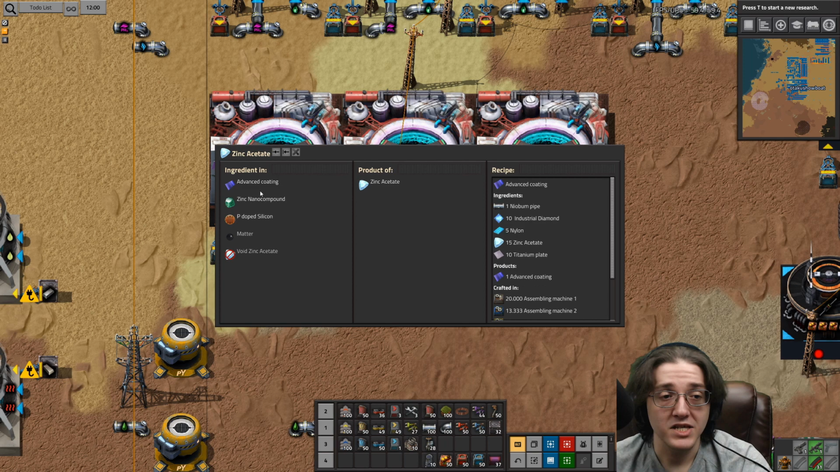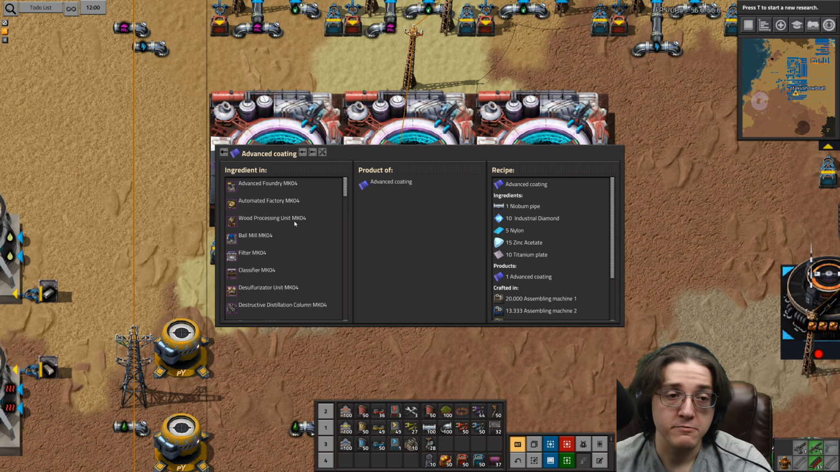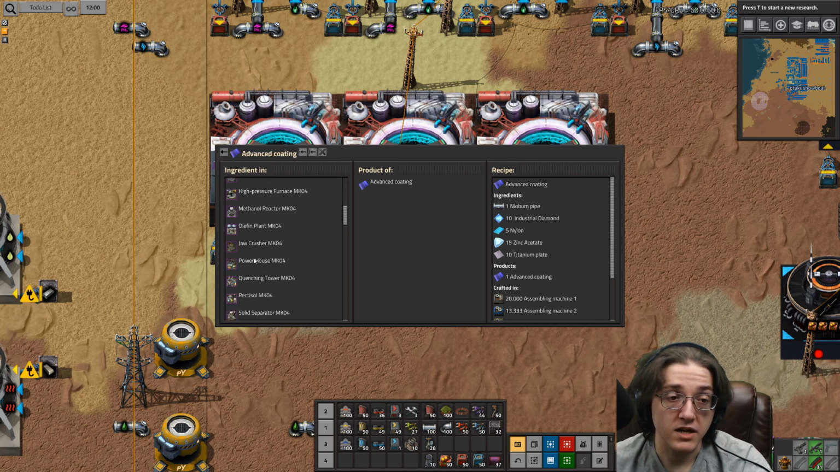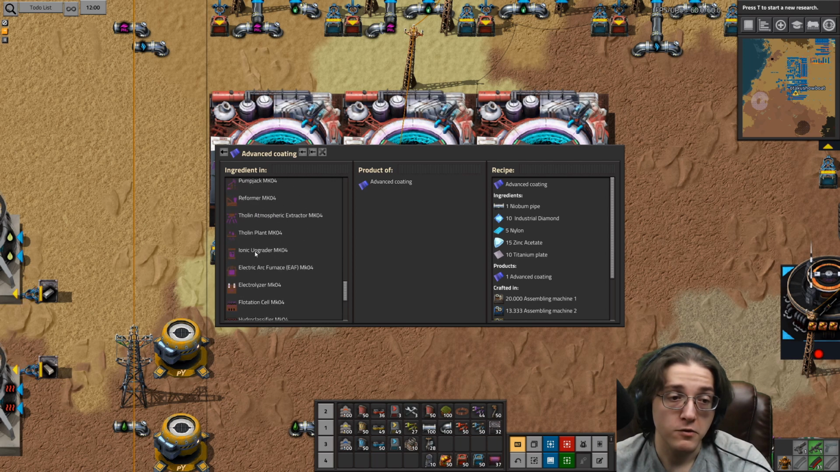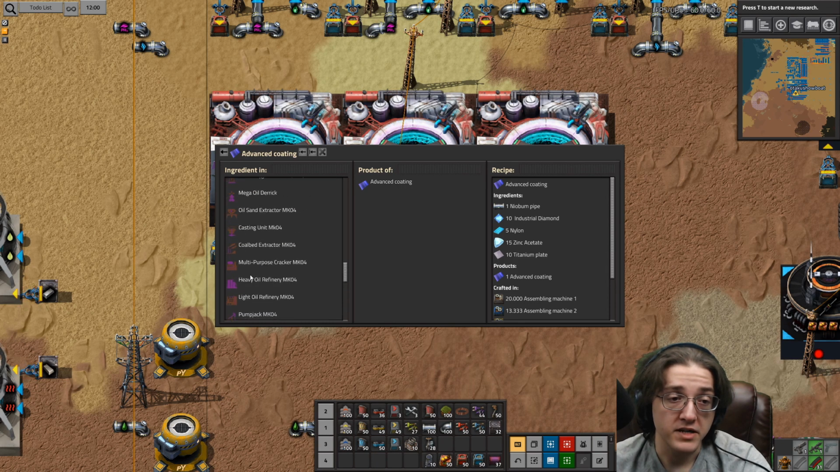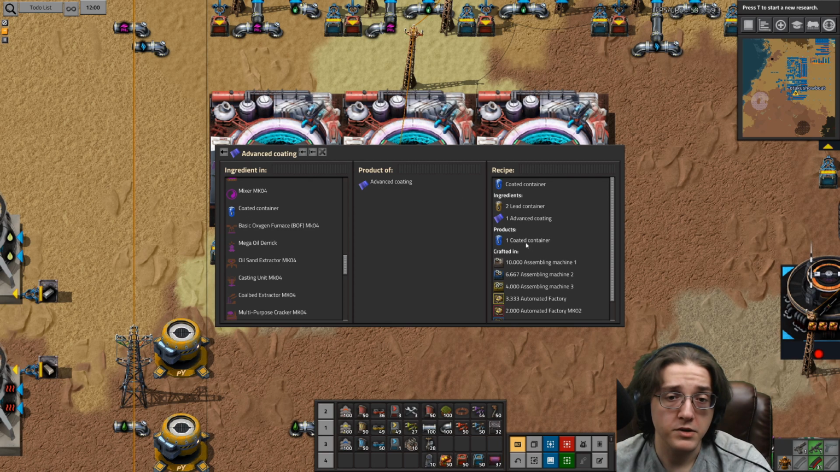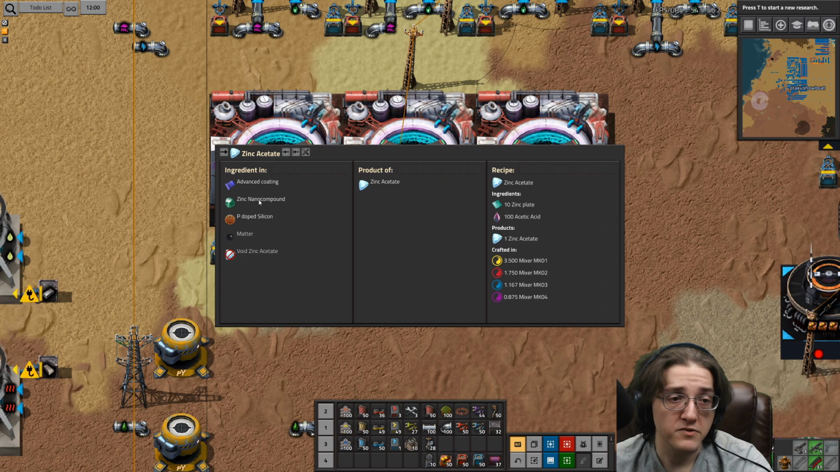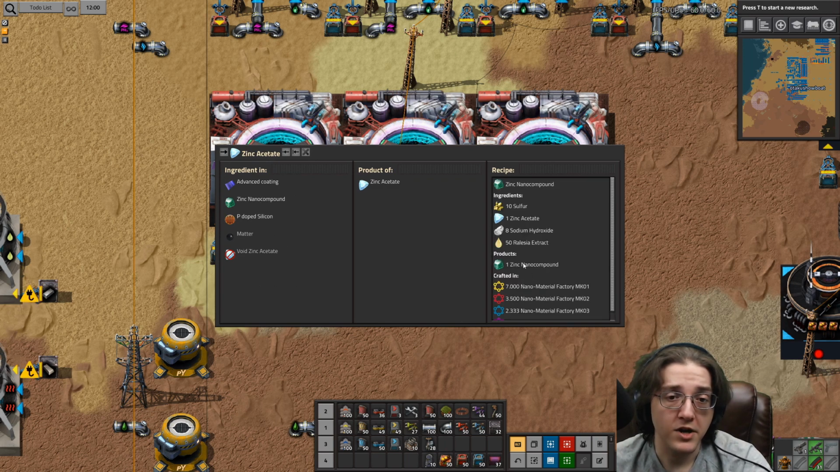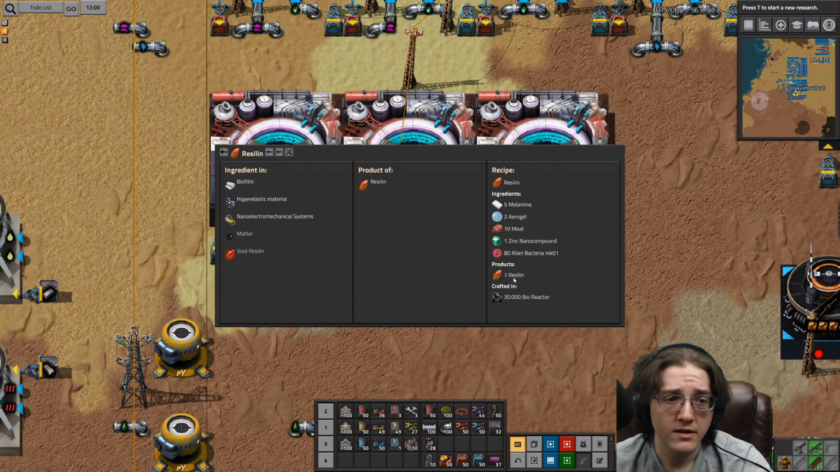Well, I say that. It's used in advanced coating, which is purple science. Advanced coating is production science, as well as some Mark IV stuff. Yeah, it's used in Mark IV stuff, fracking rigs as well, but it's used in coated containers, which is purple science. That's its main use. It's also used in zinc nanocompound, which, yeah, that's nanomaterial factory.